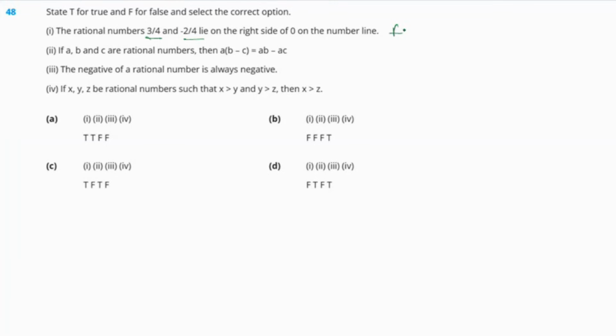Now, the second statement is saying if A, B, and C are rational numbers, then A times B minus C is equal to AB minus AC. Yes, that is true. This is the distributive property over subtraction. Now the third statement is saying the negative of a rational number is always negative.